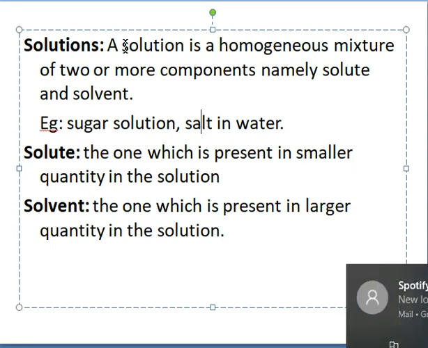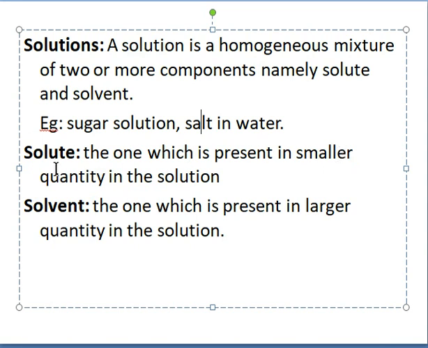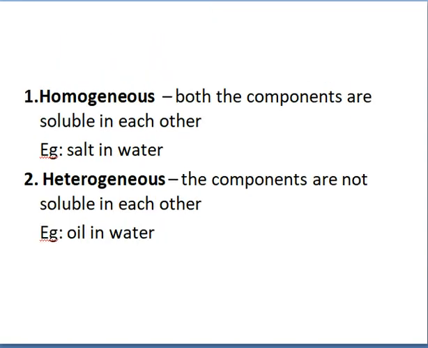So now you are able to understand what is meant by a solution. A solution is a mixture of two components, solute and solvent. The one present in the smaller quantity is known as solute, and the one present in larger quantity is known as solvent. A homogeneous solution means both solute and solvent are soluble in each other, for example salt in water or sugar in water. A heterogeneous solution means solvent and solute are not soluble in each other, for example oil in water or kerosene in water.